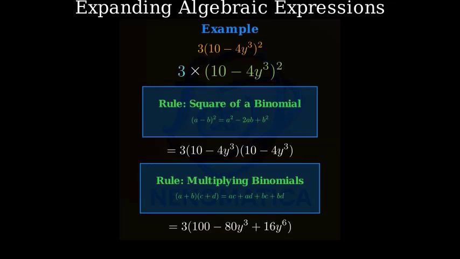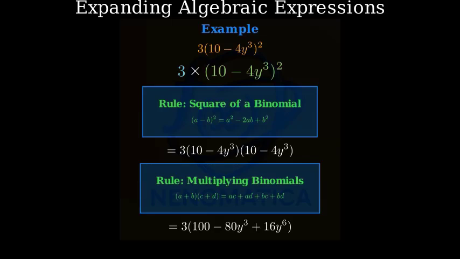10 times 10 is 100. 10 times negative 4y cubed is negative 40y cubed. Negative 4y cubed times 10 is negative 40y cubed again. And negative 4y cubed times negative 4y cubed is positive 16y to the 6th power.